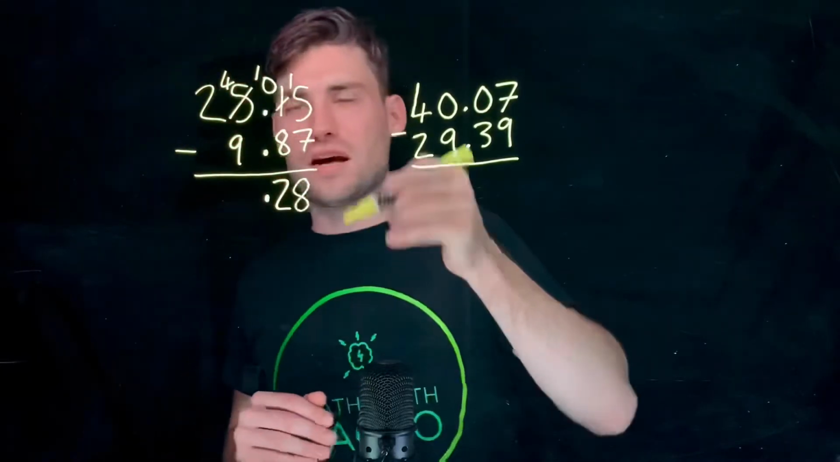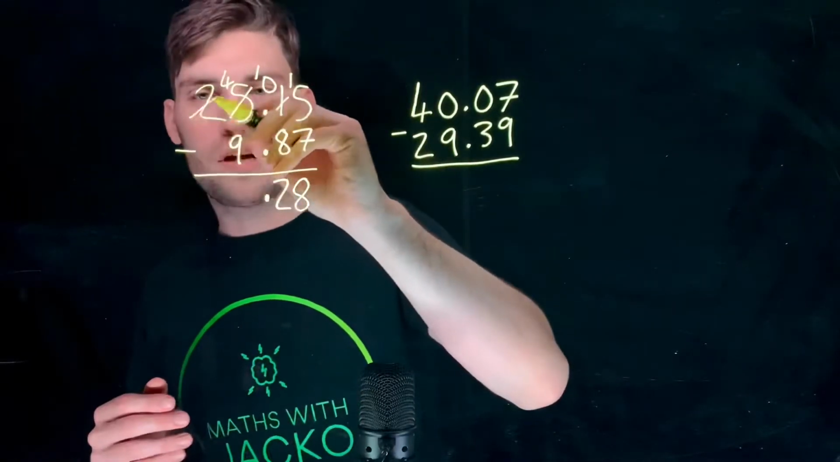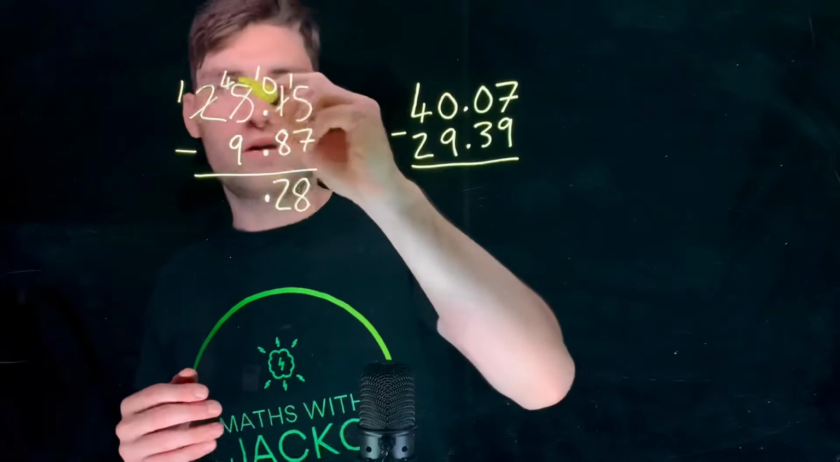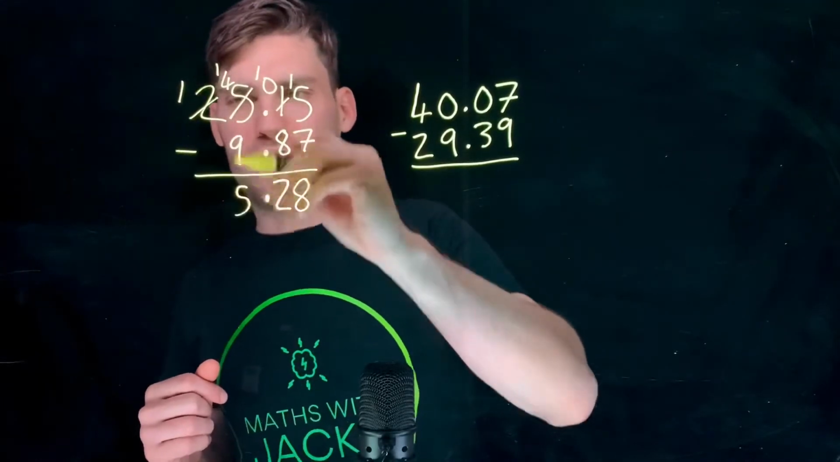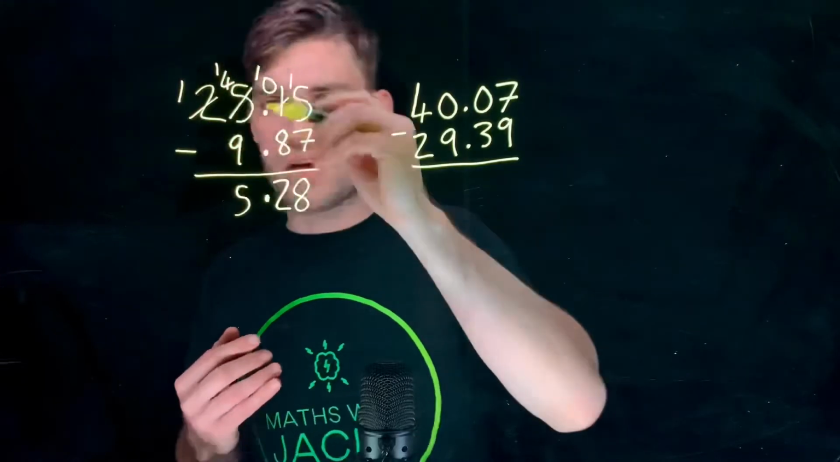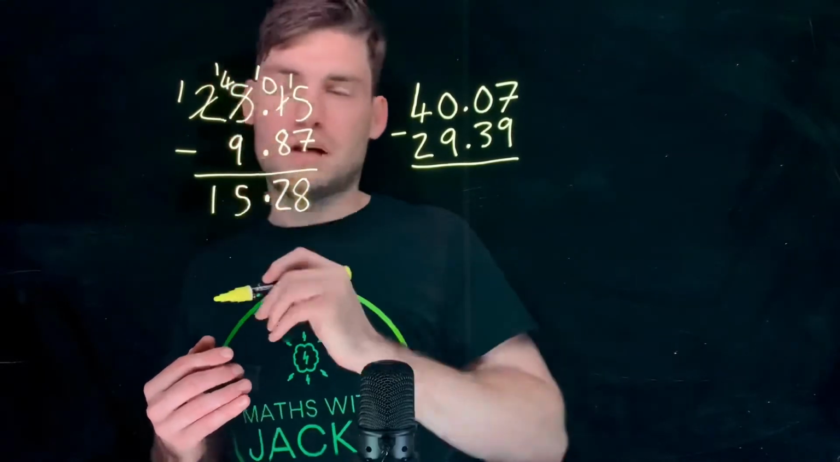It always stays there. 4 subtract 9, you can't do that. You've got to borrow here. That becomes a 1. 1 goes over here. 14 subtract 9 is 5. And don't forget your 1 here. A lot of people forget that. This 1 comes down here.